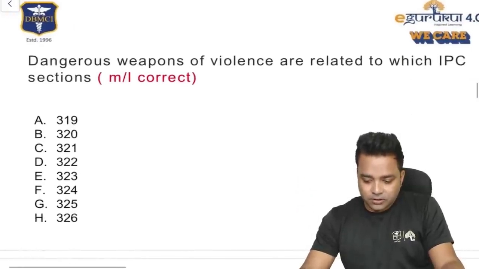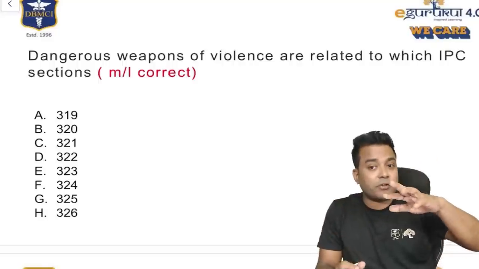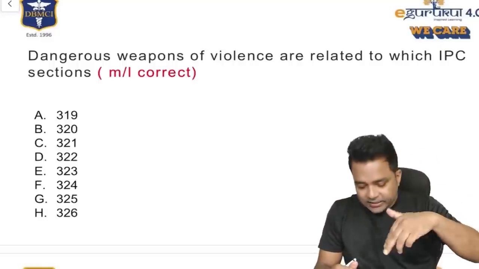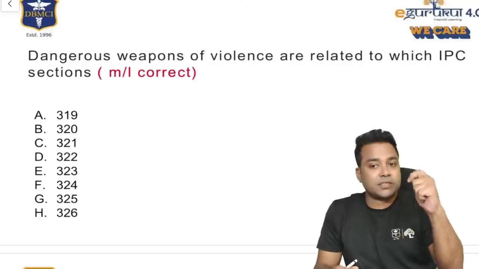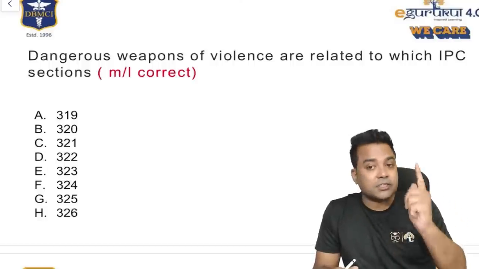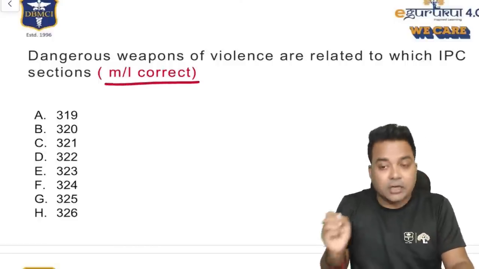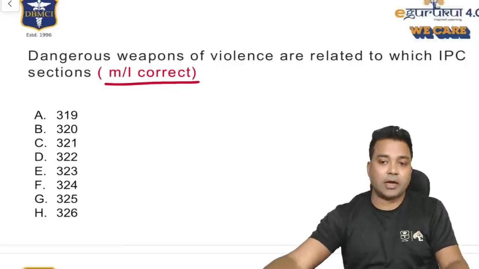Now, this is an area of IPCs in relation to injuries, which is a hot favorite for every exam. Recently, in the NEET PG exam, they asked IPCs in relation to criminal abortions. IPCs related to injuries are also important. This is a repeat question. So, first of all, try to answer the question. Multiple options can be correct.